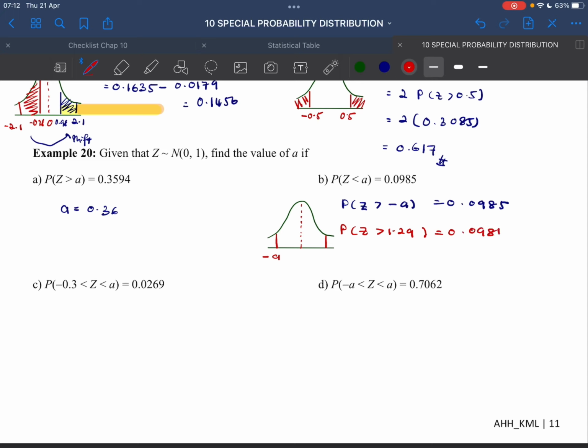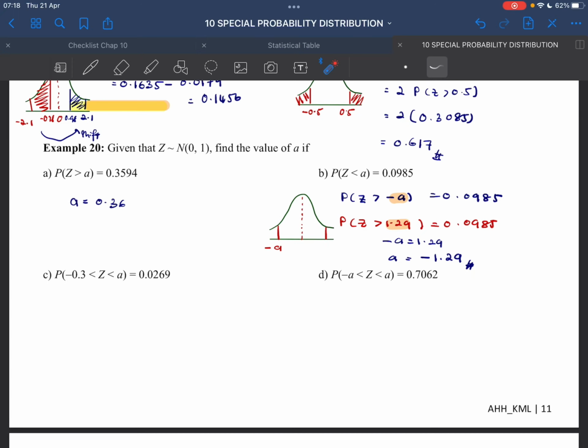So what we have to do here is compare this value, and you should get negative A equals 1.29, which means A is supposed to be a negative value. Okay, negative 1.29. So you're going to focus on this probability here. If it is less than 0.5, it means your A will be negative.